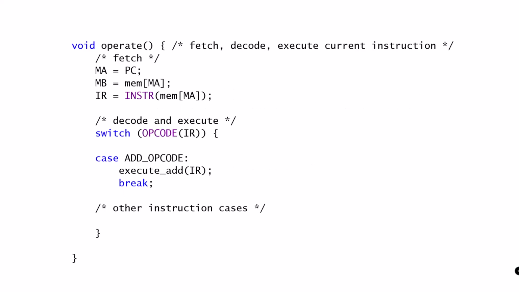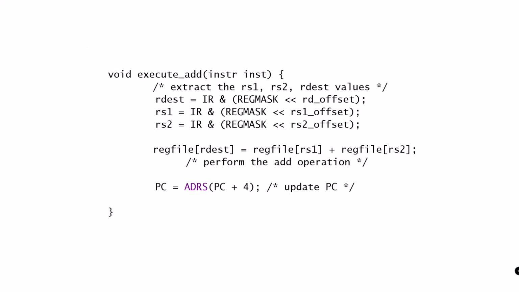The operate function provides the main functional simulation. It extracts an opcode from the instruction using bit manipulation and then uses a switch statement to select the appropriate code to execute that instruction. For example, the add instruction will extract out the sources and the destination, perform an operation on the register file, and update the program counter.